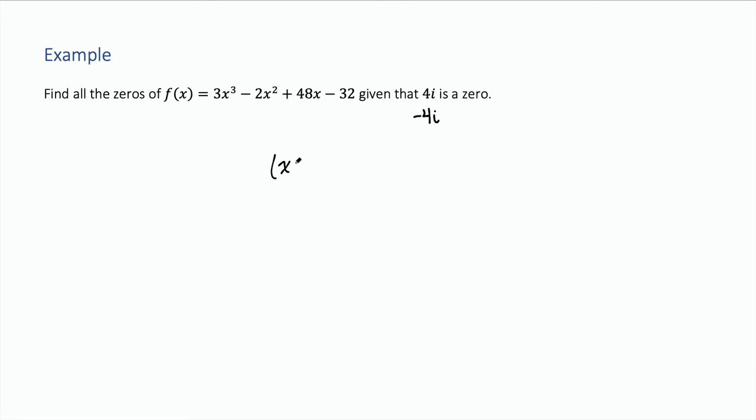That means that x minus 4i and x plus 4i are both factors. And we can multiply this all out, and we get x squared. And we're just distributing things here. x times x is x squared, and x times 4i is 4ix, and negative 4i times x is negative 4ix, and negative 4i times 4i is negative 16i squared.